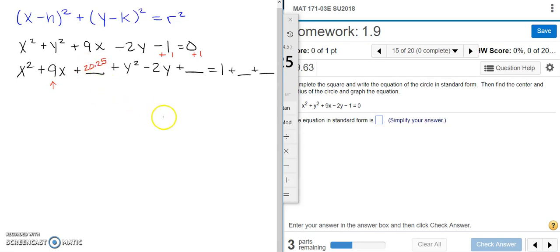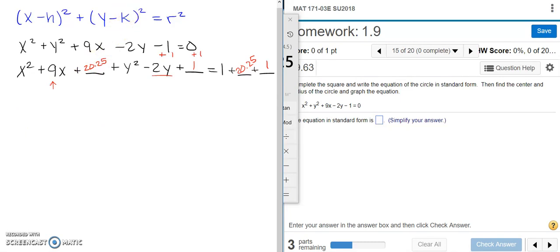So it's not always nice numbers. Sometimes it is. Like this one, half of 2 is 1. 1 squared is still 1. So it's always half of the middle number squared. Half of the middle number squared. And what you add to the left side, you have to also add to the right side. Okay?